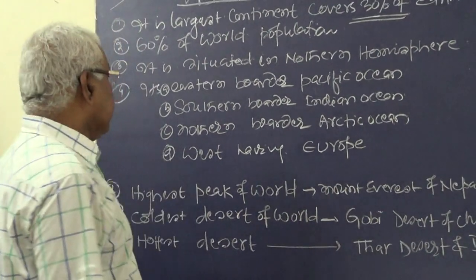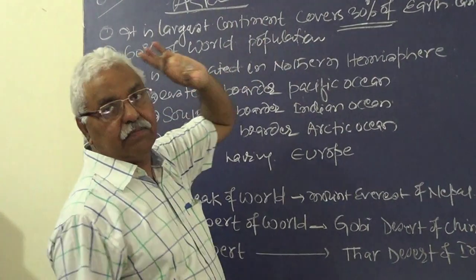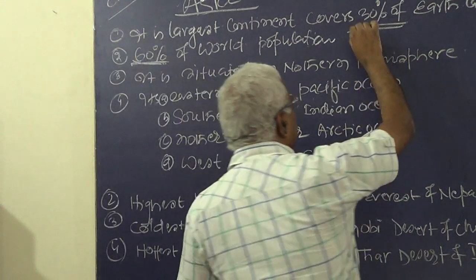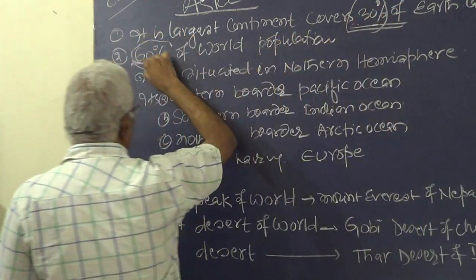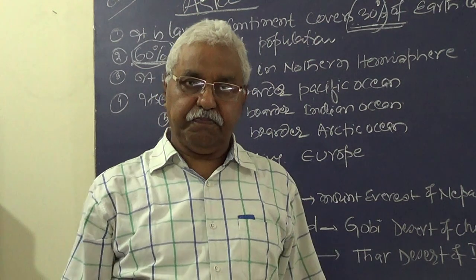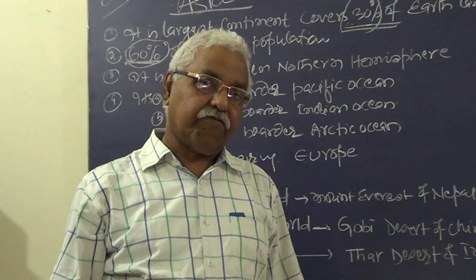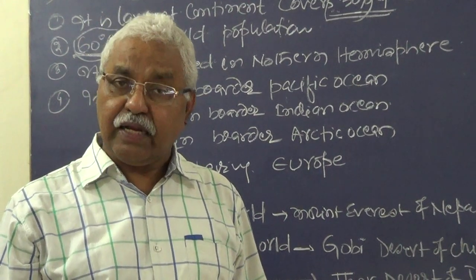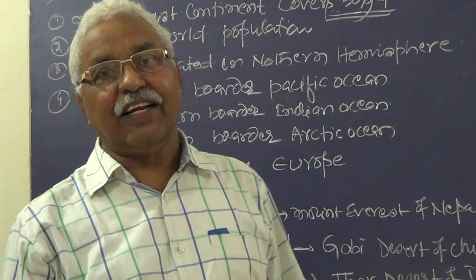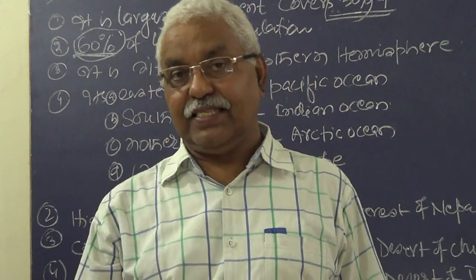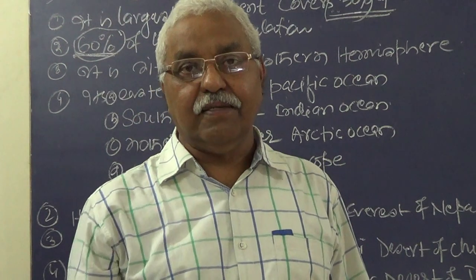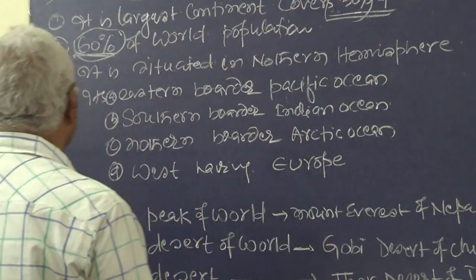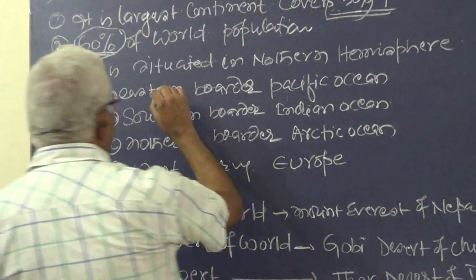Now second one, 60% of the world population resides here. Asia has 30% of the land area, but 60% of the world population is here. Why? Because you know that there are two largest populated countries, India and China. Both are in Asia. These two countries make Asia the largest populated continent. Alright. It is situated in the northern hemisphere.